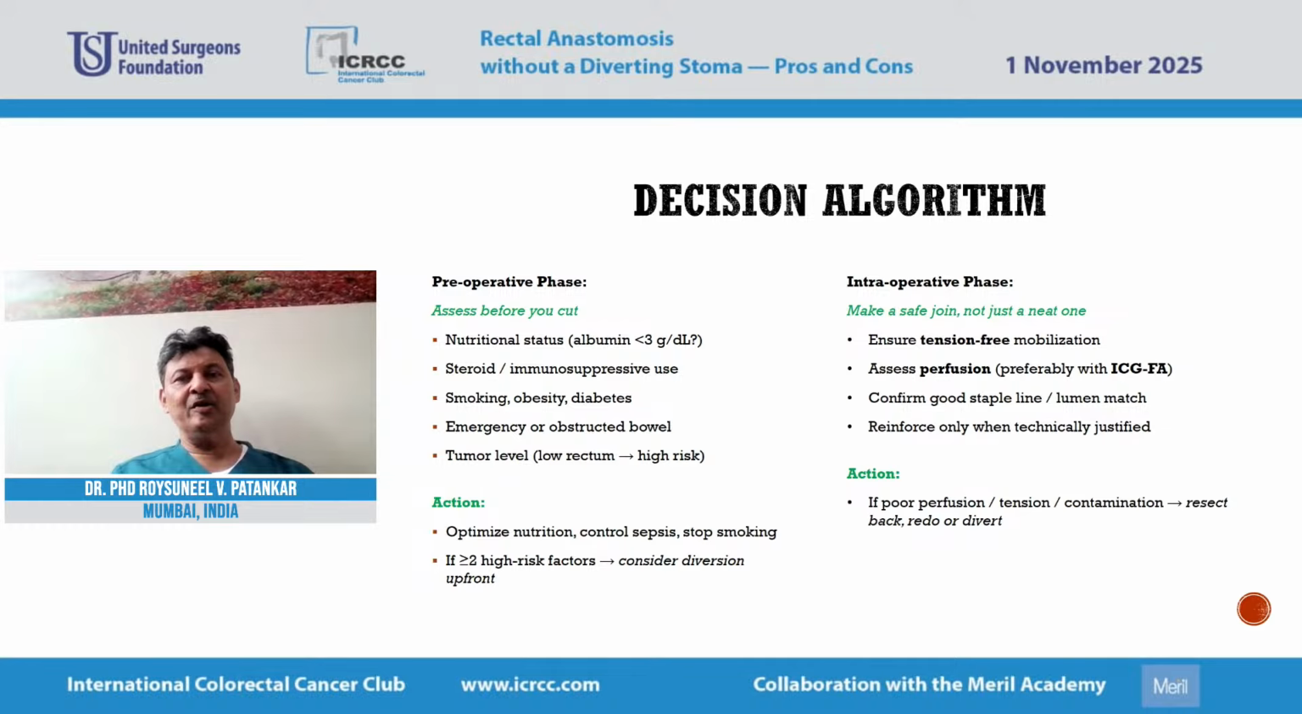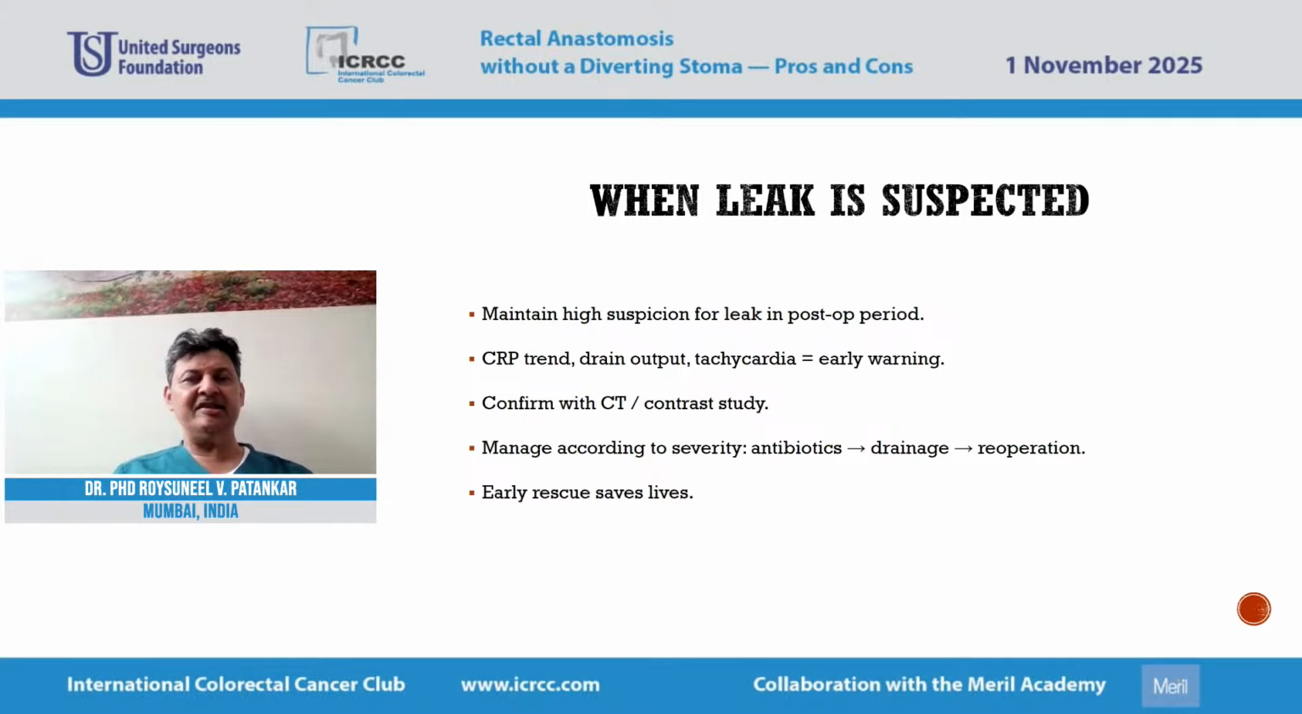We have now started using ICG fluorescence in every single colonic and rectal anastomosis, and in about between 3 and 4% of patients, we will revise the anastomosis, or a decision to do a stoma will change purely because of ICG fluorescence.